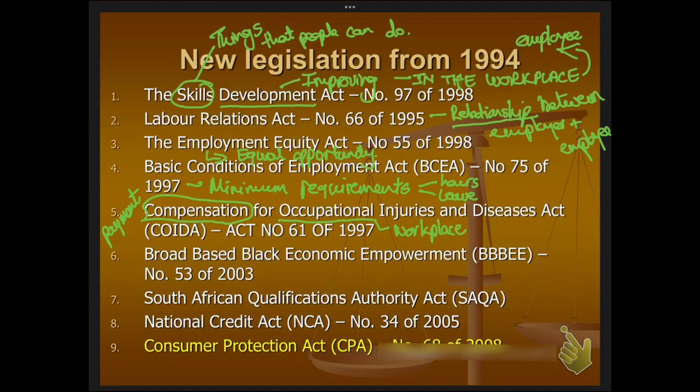Injuries and diseases is then something that makes you ill or makes you feel unwell, or injuries like when you lose an arm. Diseases is when you get ill because of the work you do. If all of the precautions were followed, if you did exactly what you are supposed to be doing, then you look at the Occupational Injuries and Diseases Act.